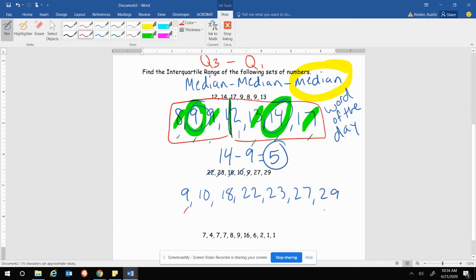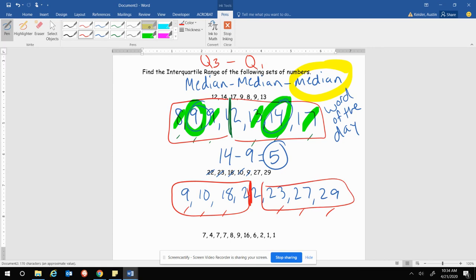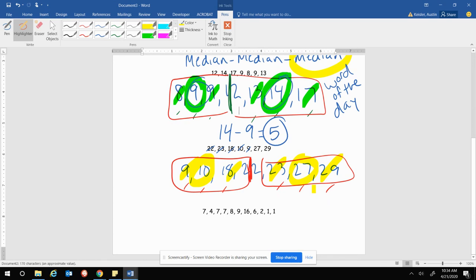So we're going to start off the same way we did last time. I'm going to find the first median, the actual middle number, and I get 22. So now I'm going to find the median of these other 2 sides. So I'm going to cross off, and I see in the middle on this left side, the median of the first half is 10, and the median of the second half is 27. So I'm going to do 27 minus 10, and I get 17 as my interquartile range. So really we're finding 3 medians, and we're subtracting the outside 2 to get our interquartile range.